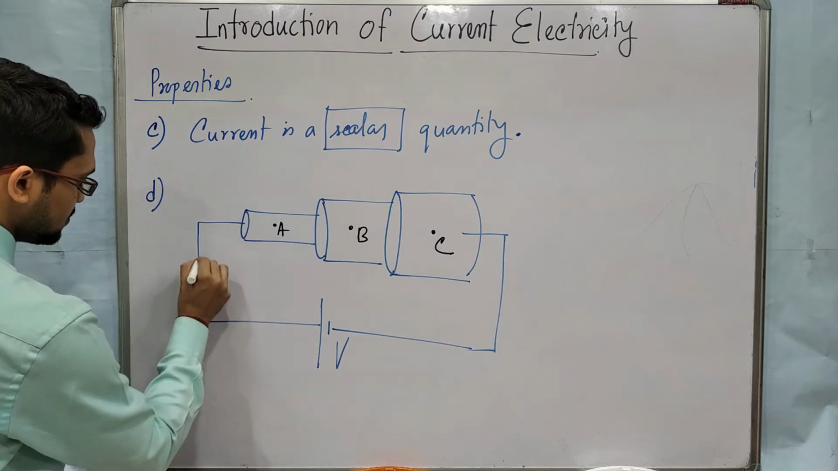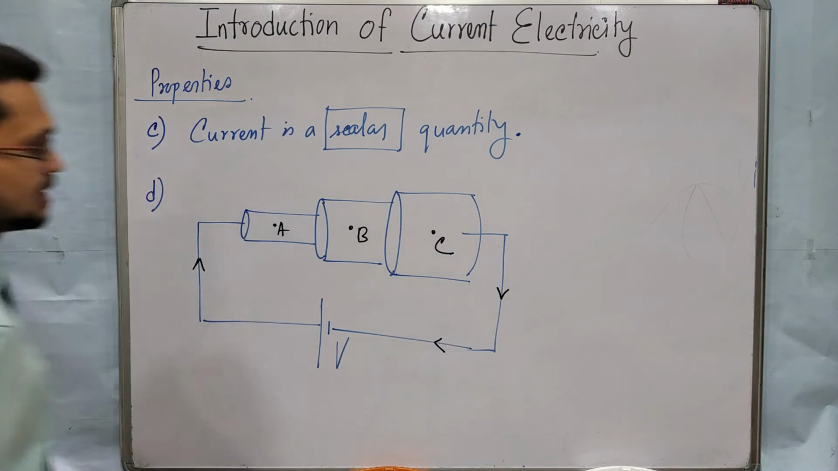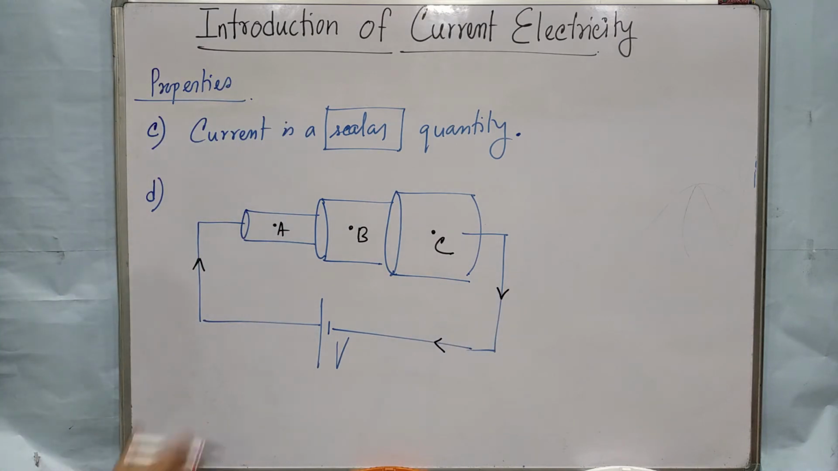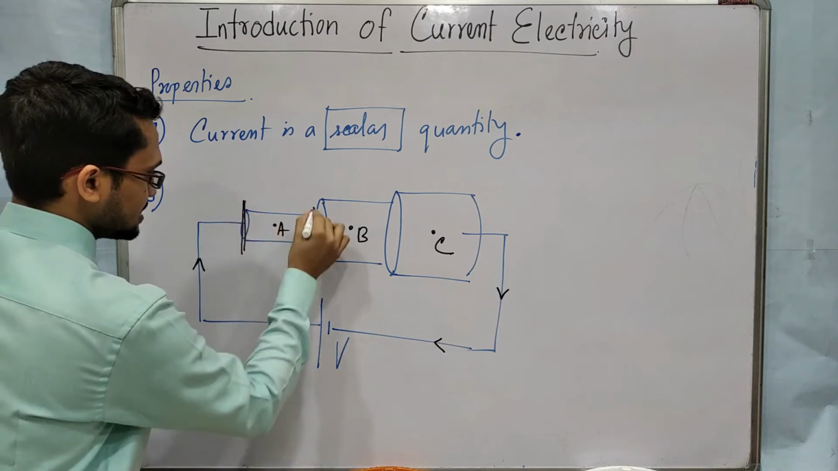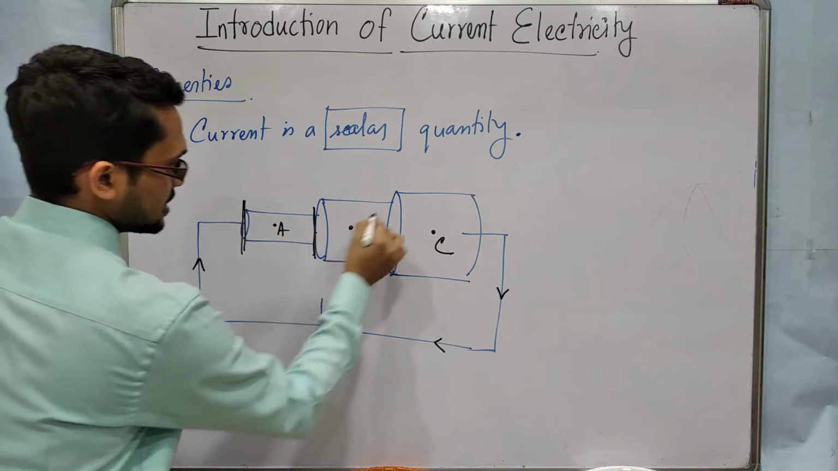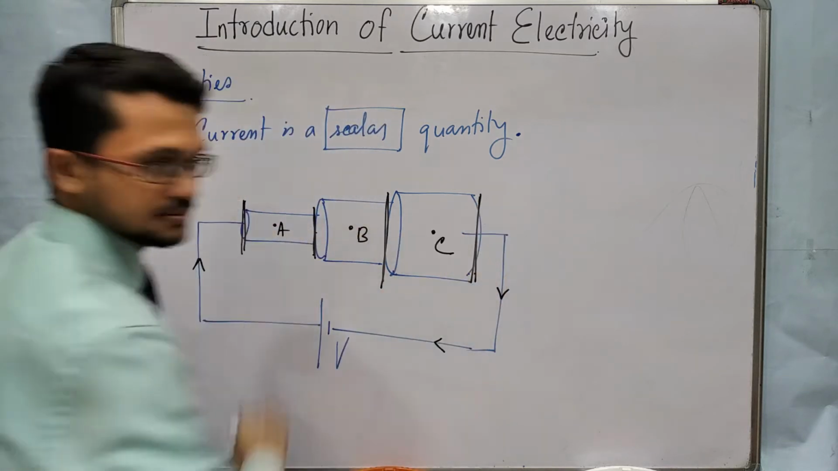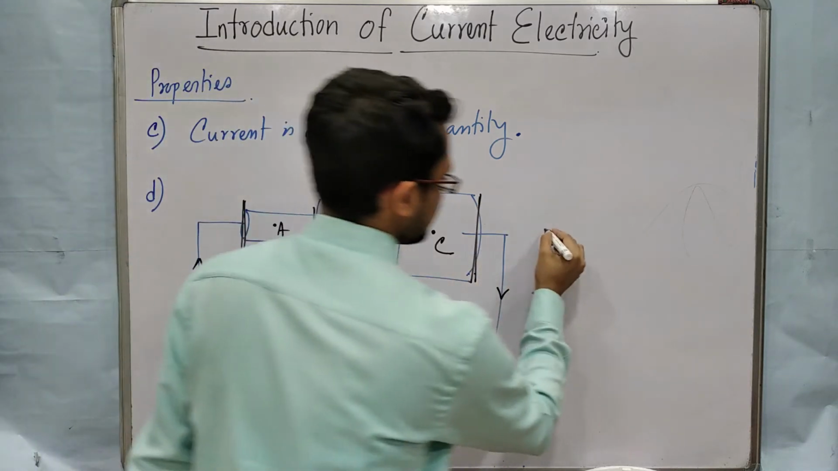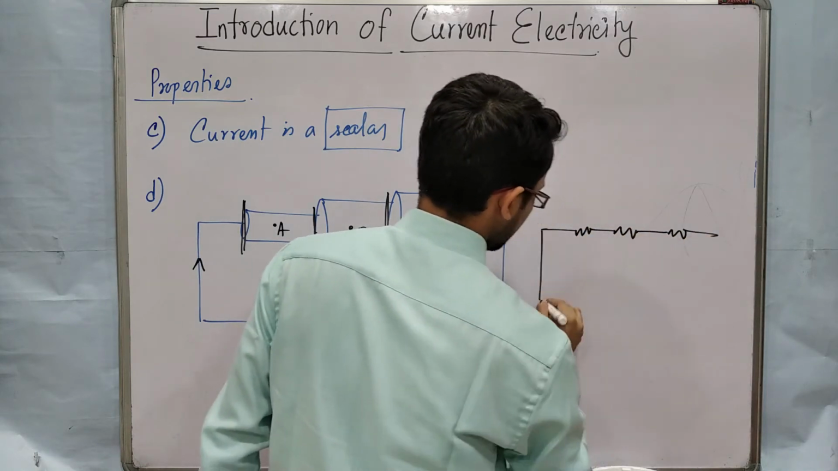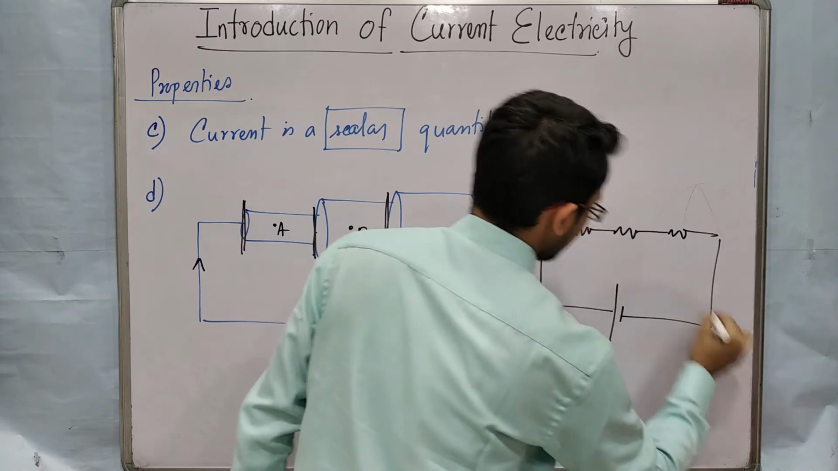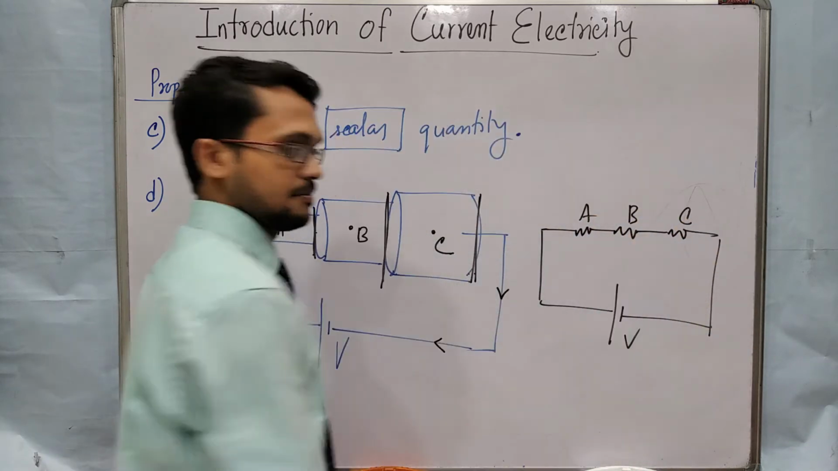So first thing, current will flow like this. We can think that this part is a resistance, from this to this part is another resistance, and this part is another resistance. So we can draw a simple diagram: first resistance, second resistance, third resistance connected to an external battery of potential V, with points A, B, C.